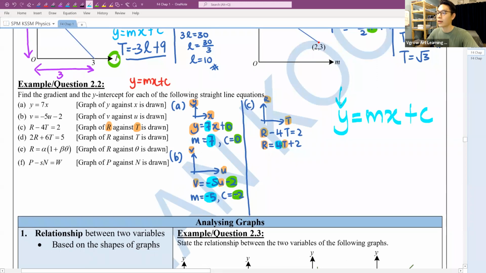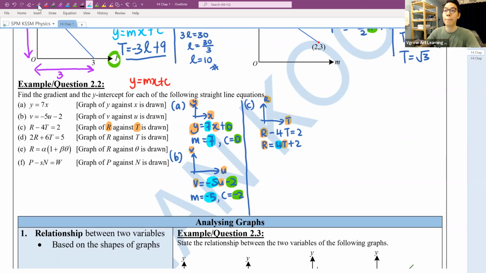How to get the y? The y is the R, whatever you see on top. How do you get the x? The x is whatever you see at the side here. For this case it is capital letter T. And then the y-intercept is positive 2. So let's write down: gradient is 4, y-intercept is 2.